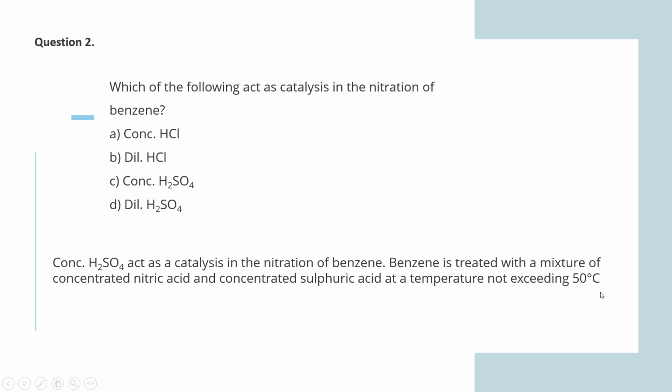Benzene is treated with a mixture of concentrated nitric acid and concentrated sulfuric acid at a given temperature to achieve an efficient nitration reaction. In the subsequent questions, we will also go through the mechanism of nitration reaction. Okay. So, always remember concentrated H2SO4 is used as a catalyst in nitration reaction of benzene.